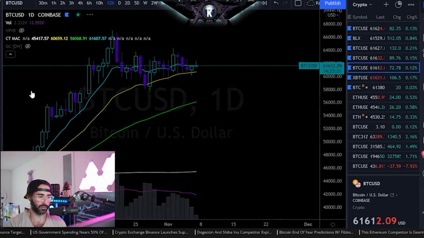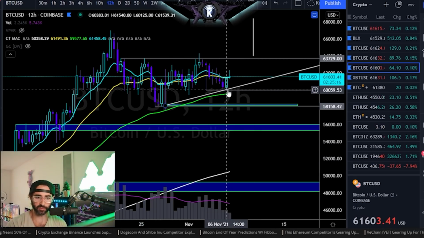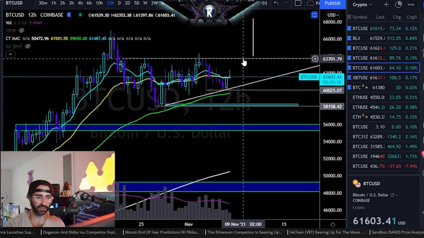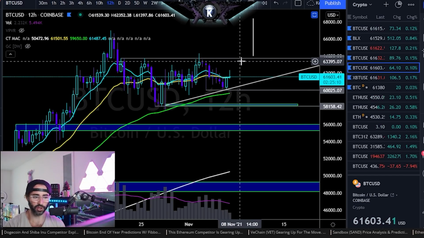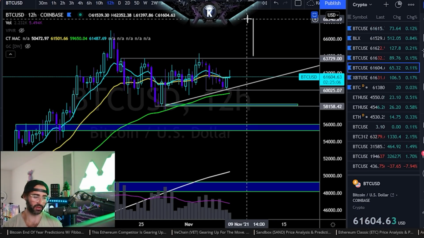And what do we have right here? We do have essentially an ascending triangle being built right now. That's valid as long as you're above $60,000 territory and confirmed above about 63,400 on a 12-hour closure, with targets up towards 70,000 bucks and beyond.